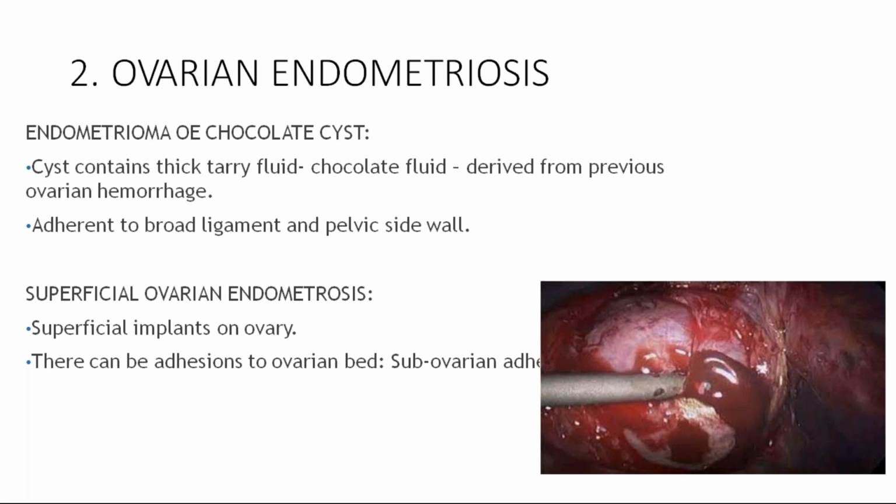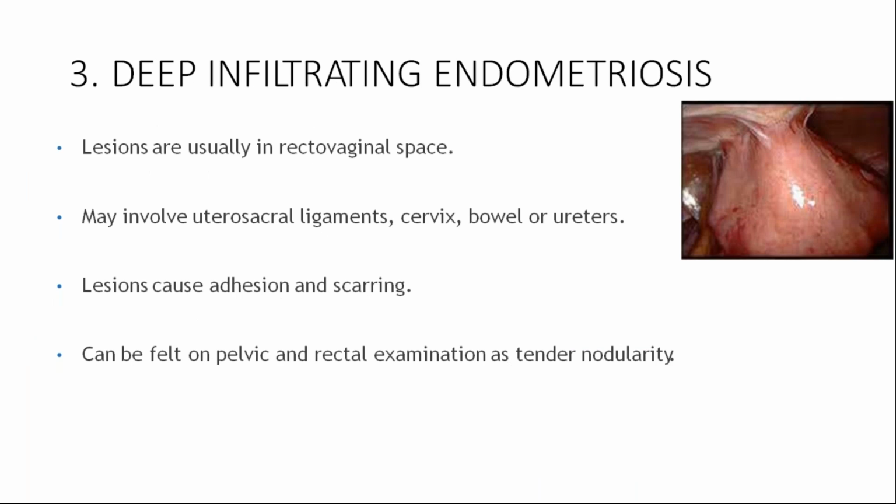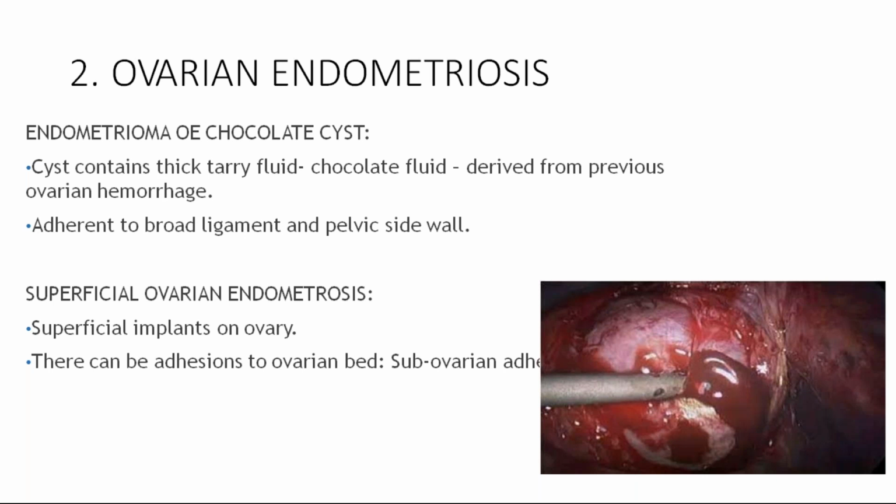If it is superficial ovarian endometriosis, like in the case of the peritoneum, here also superficial implants will be there on the ovary, and there can be adhesions to the ovarian bed and subovarian adhesions. So these are the two types of ovarian endometriosis. These cysts are also mostly associated with infertility because the ovary is damaged, with problems with ovulation and infertility.